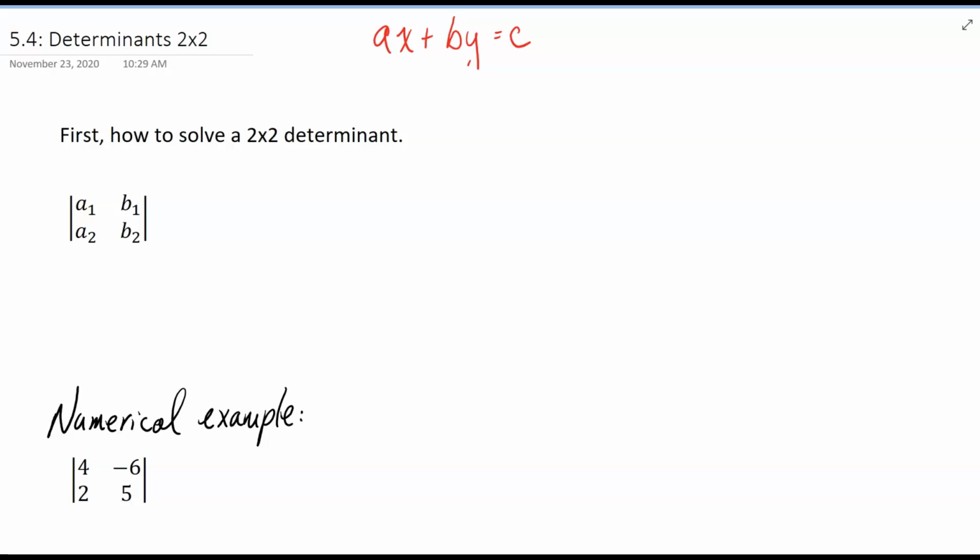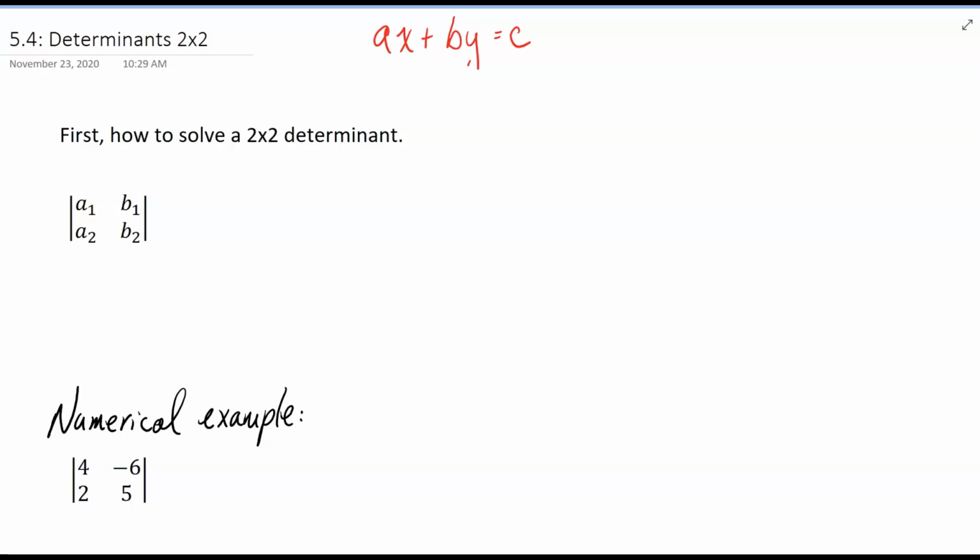In this video, we're going to take a look at how to solve a system of two linear equations in two unknowns. And the method we're going to take a look at is by using determinants. So first we need to look at how to solve a 2 by 2 determinant.